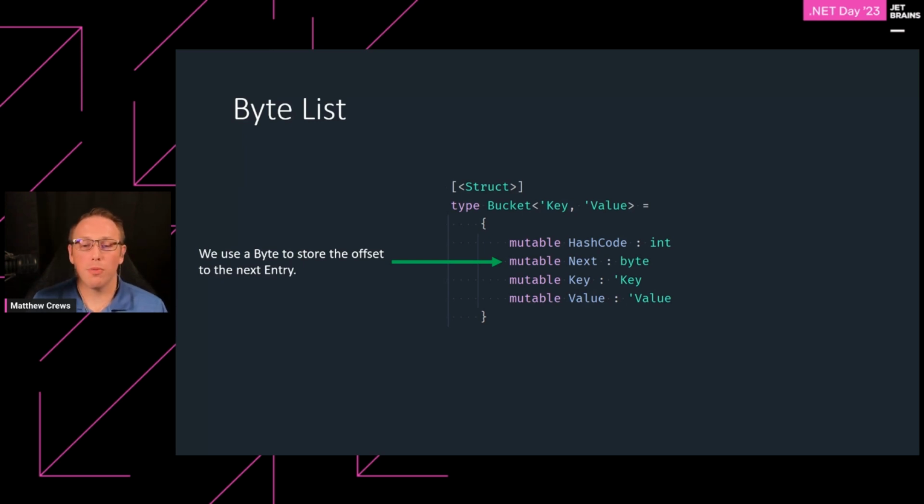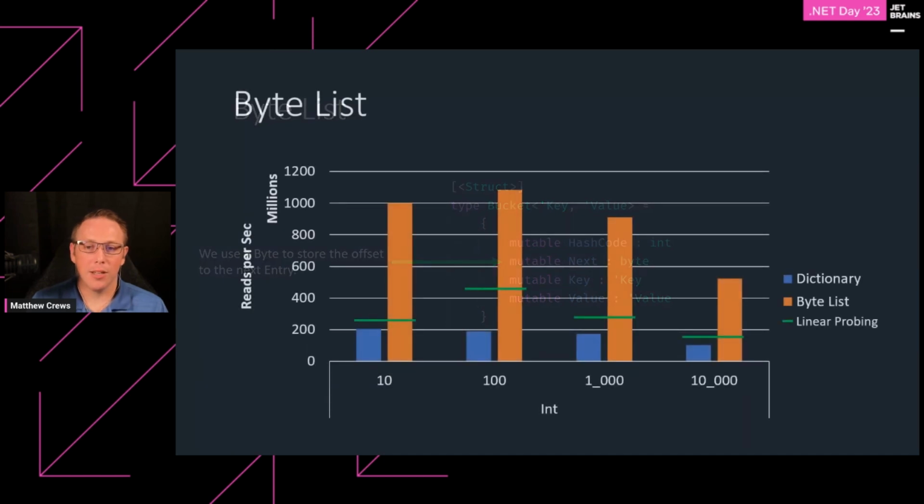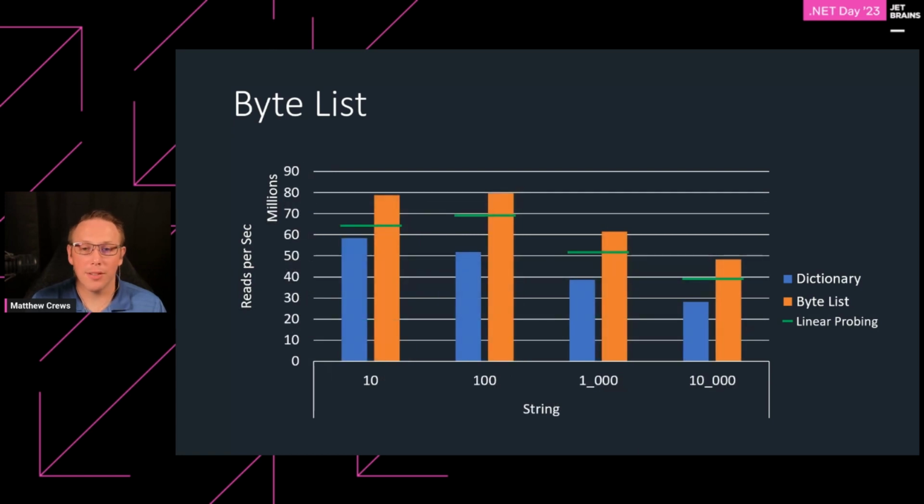So what is the performance of the byte list? Dramatically faster. Dramatically faster. This is by far the fastest thing we've seen so far. So this is fantastic. I told you we would get that performance back. So wonderful times. Same thing goes for string. String is now faster than the .NET dictionary across the board. And so this is just a win everywhere.